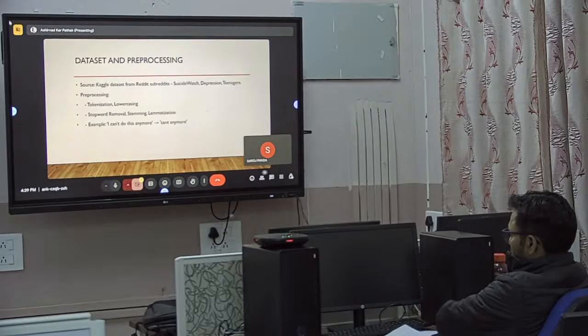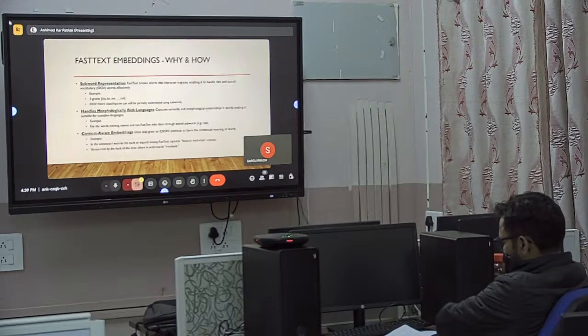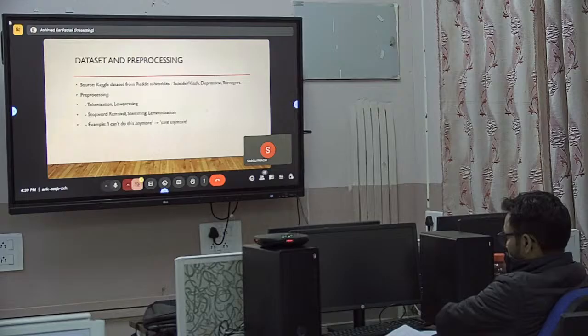In the pre-processing stage, we have applied steps like tokenization and lower casing. Tokenization is splitting an entire sentence into individual tokens. Lower casing is converting capital letters into entirely small ones. Stopword removal is removing words like it, of, and so on, which are not necessary. Stemming is converting a word to its root form, for example runner will be converted to run. Similarly, lemmatization. For example, the sentence "I can't do this anymore" will be converted to "can't anymore," because these are the important things related to mental health.